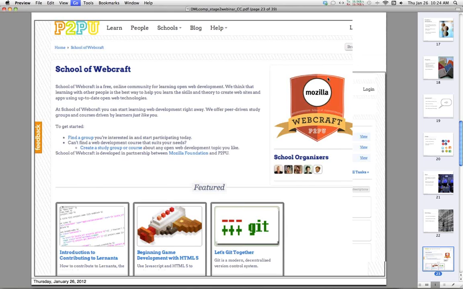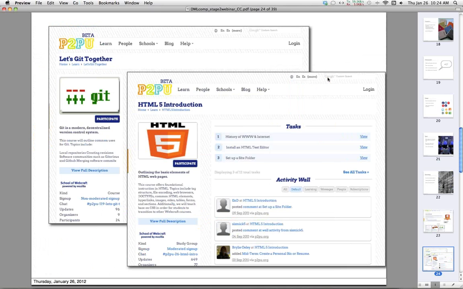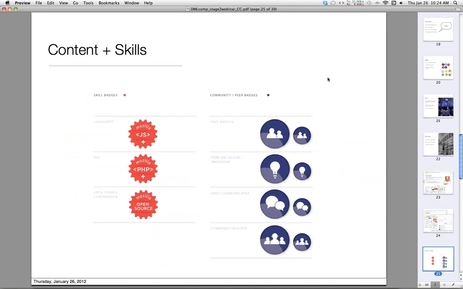And here you can see some of the thinking that we did about working on the beta badge system, and there were a whole bunch of different concepts that we were taking into consideration. Essentially, all of the things that I just talked about that we would like you to take into consideration are things that we actually took into consideration during the building of the School of Webcraft badges. So here are content and skills.